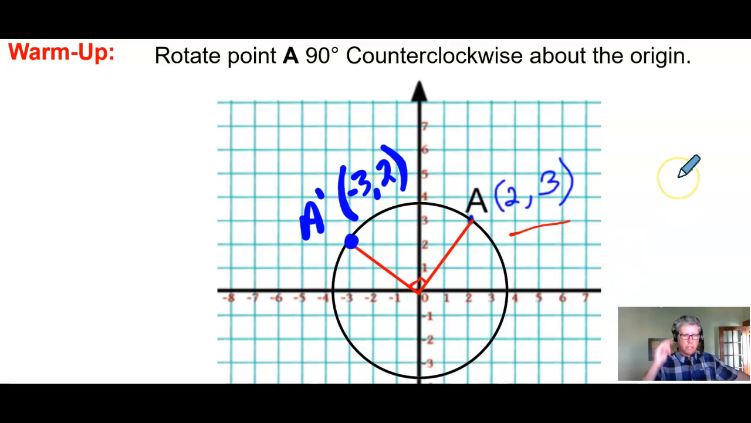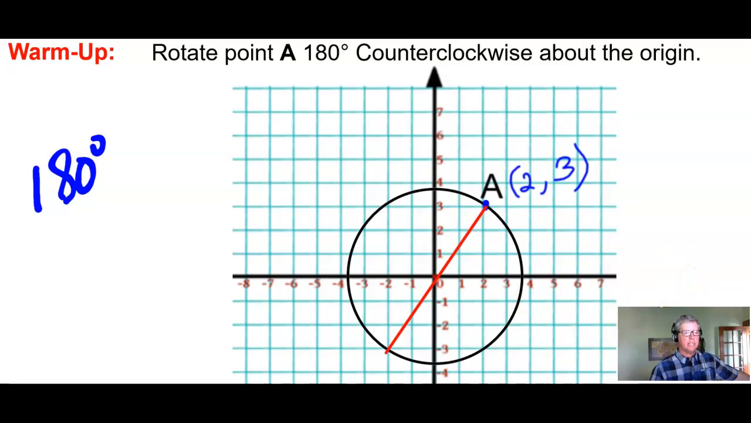So I'm going to plant a seed right now. If I know the point, what could I do to that x and that y in order to get the coordinates of a point that's been rotated 90 degrees? Just throwing that out. Maybe you see a pattern.